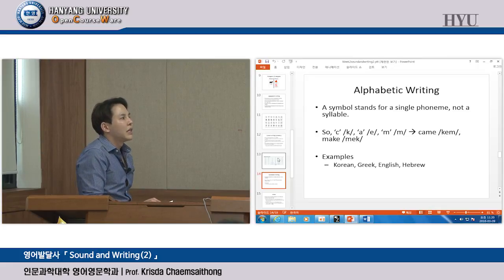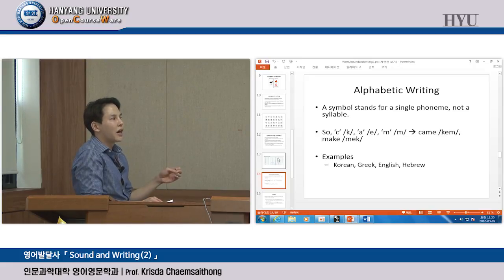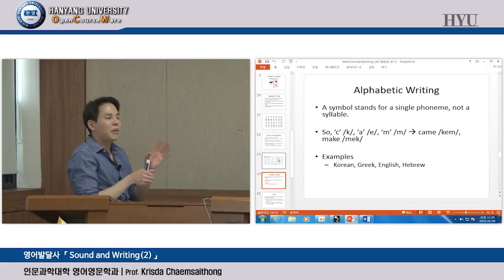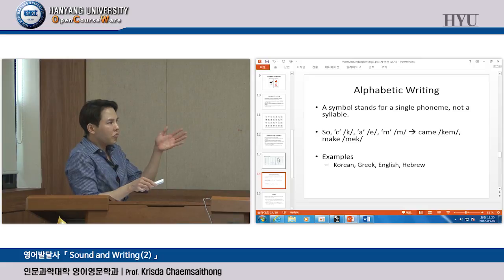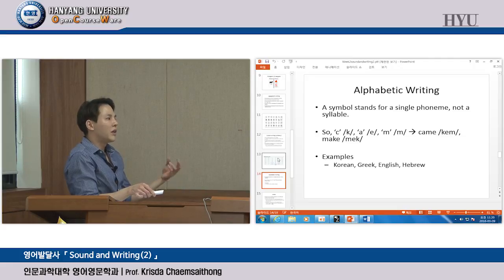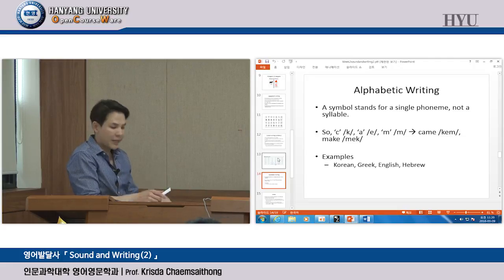So C stands for K, the K sound. The letter A stands for the vowel A, for example. The symbol M stands for the sound M. So we can mix and match all the different letters and all the different phonemes, and you have words. Examples include Korean, Greek, English, and Hebrew.